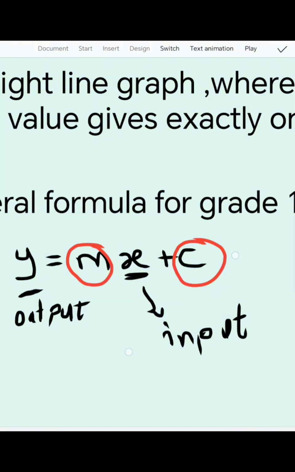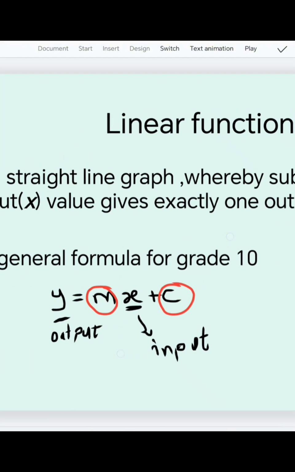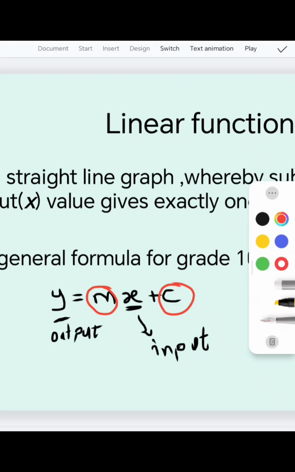So why do I say it is the general formula in grade 10? Because in grade 12, you'll find some formulas that you didn't understand or do before, where they say y is equal to ax plus q, and you don't know what those things are. It is simple, they just change the variables. So I hope you understood. It's going to be fine. That's a topic for another day when I'm doing it with grade 12.